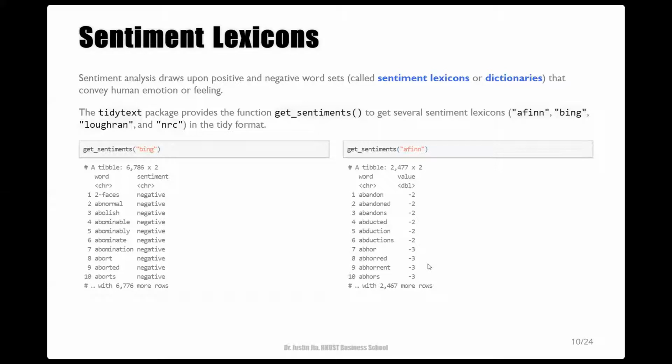Another lexicon that I didn't display here is the NRC lexicon, which groups words into fine-grained categories of nuanced emotions like anger, anticipation, disgust, fear, and so forth.